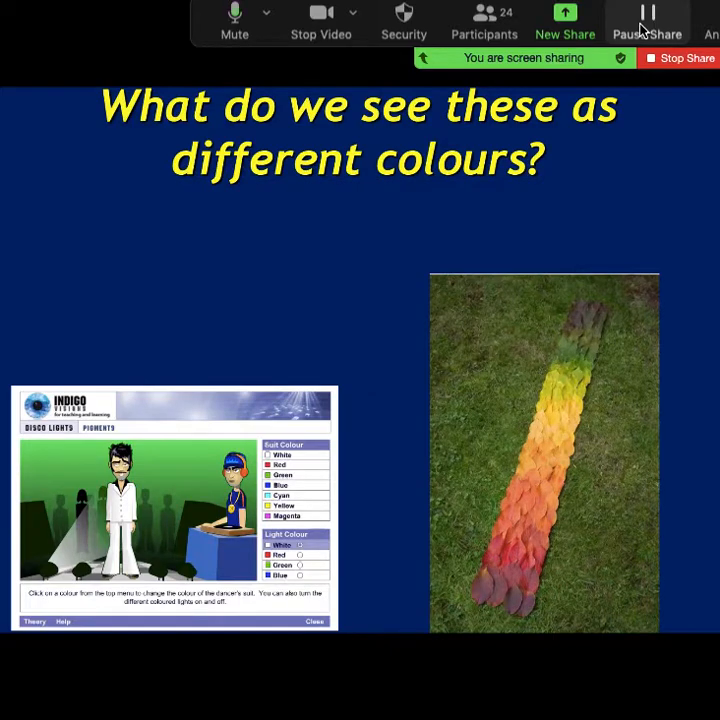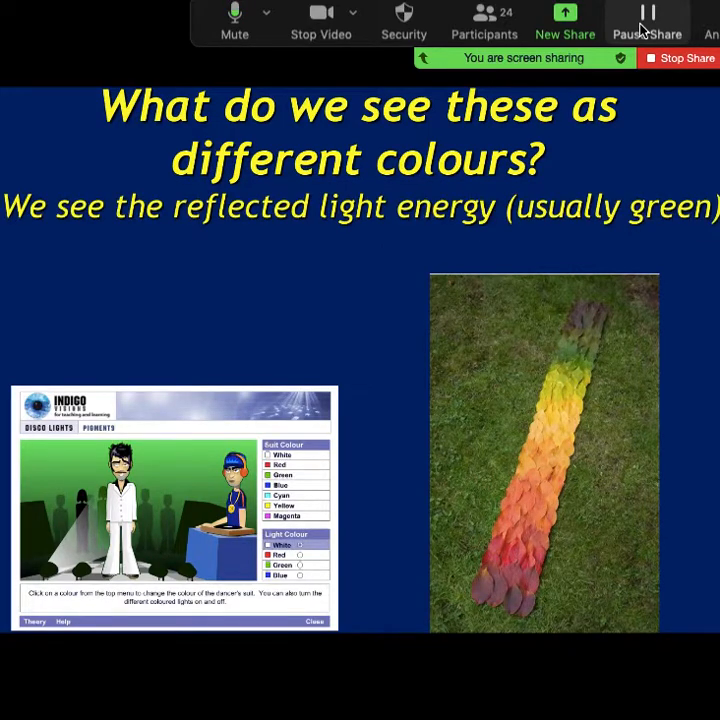But can anyone tell me why it is that we see these leaves at the bottom as red, these ones in the middle as yellow, and these ones at the top as being really dark green? When we see colour, what are we actually seeing? What are we observing? Reflected light. We're seeing reflected light, and that's really important in terms of plants.